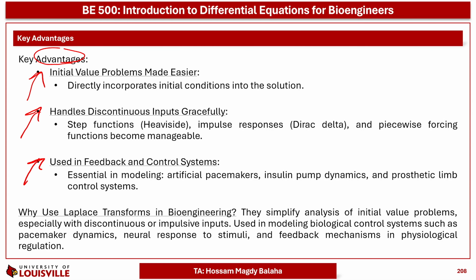For example, artificial pacemakers, insulin pump dynamics, and prosthetic limb control systems. We use the Laplace transform in bioengineering as it simplifies the analysis of initial value problems, or IVP for short, especially with discontinuous impulse inputs, and it is used in modeling biological control systems such as pacemaker dynamics, neural response to stimuli, and feedback mechanisms in physiological regulation. So now you have the option of solving the differential equation using the traditional approach, which we covered in the previous lectures, or using Laplace, and both ways should lead to similar outputs.